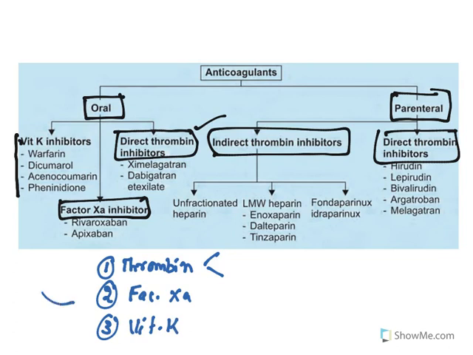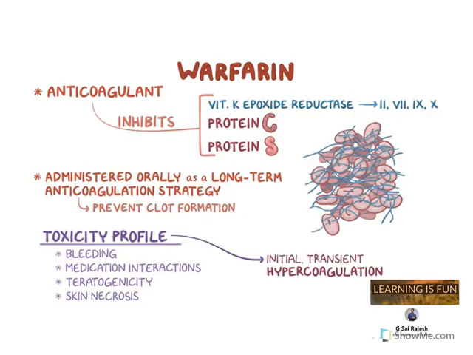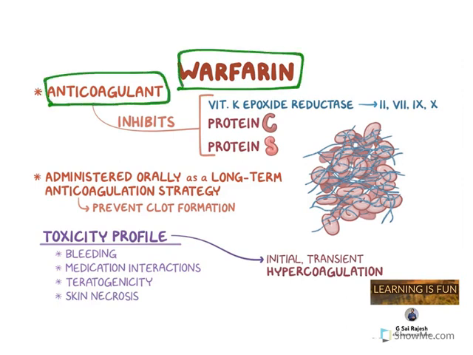Let us see one by one. Let us start with vitamin K inhibitors. The drugs are Warfarin, Dalteparin, Acenocoumarol, and Phenindione. Now, the prototype drug is Warfarin. Warfarin is an oral anticoagulant that inhibits vitamin K, protein C and protein S. Now vitamin K exerts its effects through activating an enzyme called vitamin K epoxide reductase. Now the job of this enzyme is to activate factor 2, 7, 9 and 10.